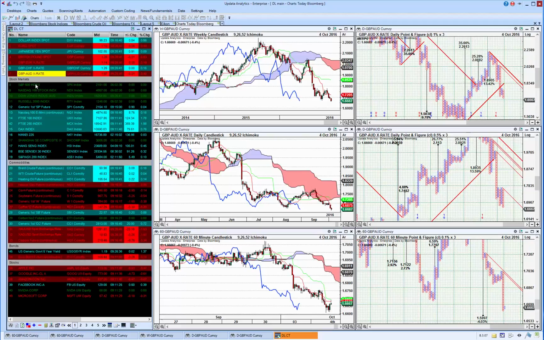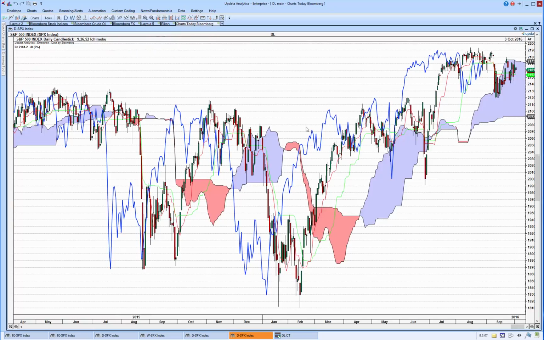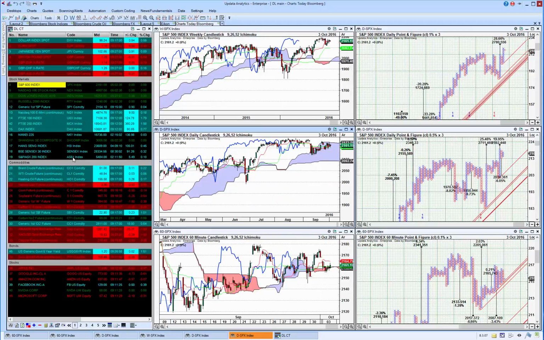If we take a look at stock markets, we start with the S&P 500, bullish. On the weekly, we are in this range at the moment between 2120 and 2180, and we can take this chart out and actually just see that range here, and that is really where we're stuck at the moment, narrowing in as we head into the US election most likely. So bullish, bullish, bullish.